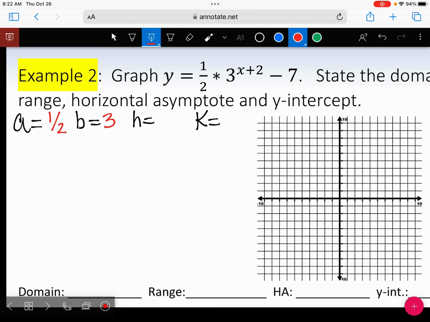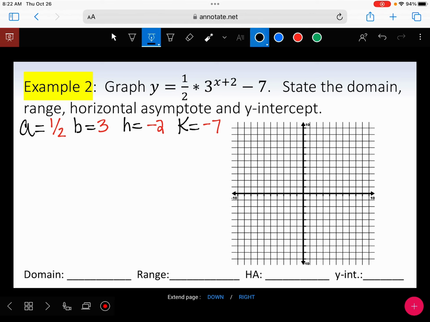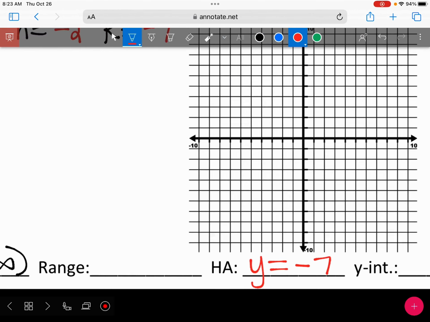h is in the exponent and you flip the sign. So it's not +2, it would be -2. Your k value in this example is -7. So we already know our domain. I'm going to fill that in. We know our range, but I always do that last. Your horizontal asymptote is at y equals -7. So let's pick up your highlighter, color pencil, draw in a horizontal line at -7.